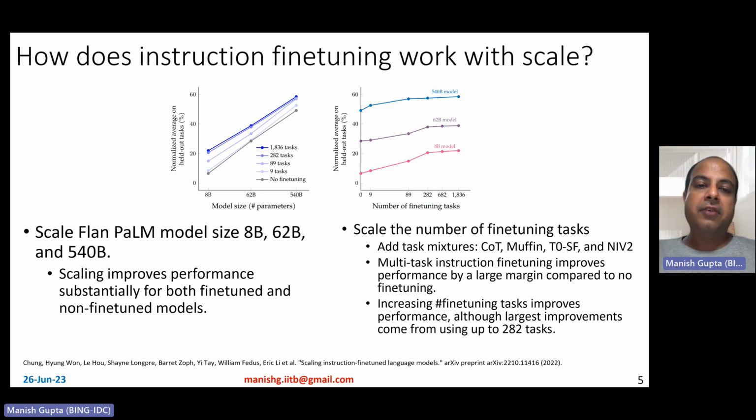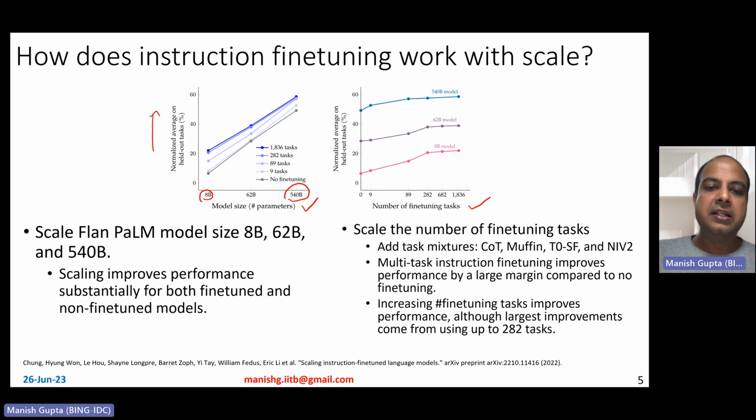So while doing instruction fine-tuning, you can care about 2 kinds of scaling. One is about scaling the model size, and the other is about scaling the number of fine-tuning tasks. As you can observe, these are results for Flan PaLM. They basically scaled from 8 billion checkpoints to 540 billion checkpoints, including the 62 billion checkpoint on the way as well. And on the y-axis, you see accuracy on held out tasks.